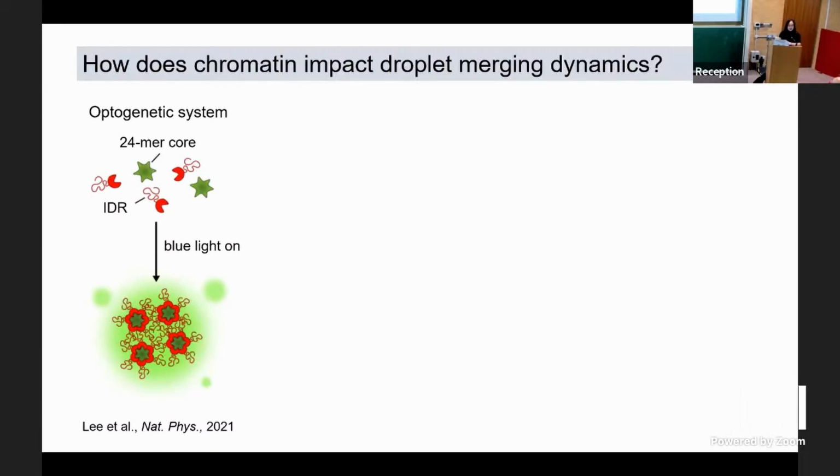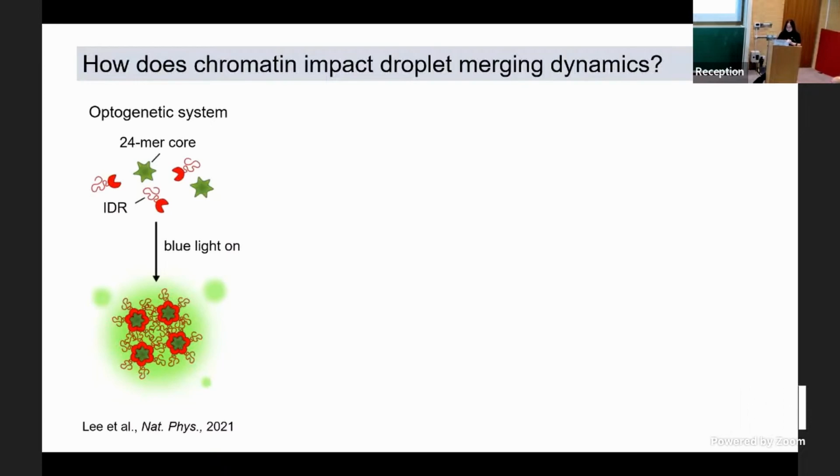Or intrinsically disordered regions. So these are disordered regions of the protein, and they were essentially chosen from these IDPs, right? From proteins that are known to phase separate.